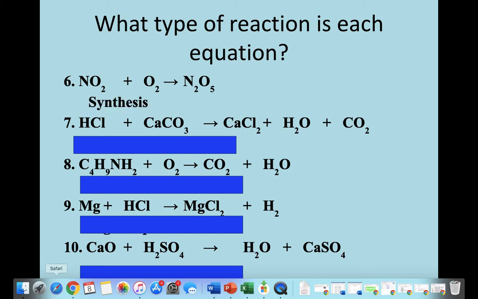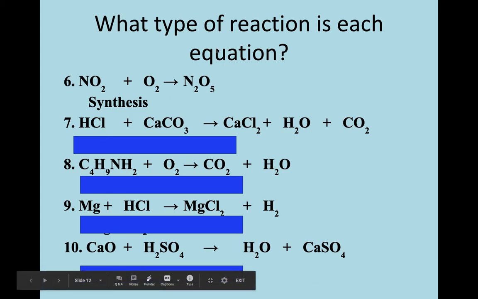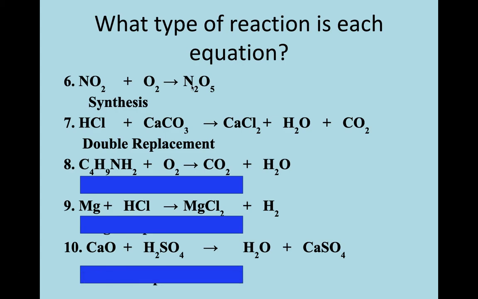We have synthesis here. We have two things coming together to form one. We have double replacement. We have two things on the left and they're forming two or more on the right. It is not combustion, even though water and carbon dioxide are here, because nothing is burning in the presence of oxygen. Number 8. It is combustion because you have oxygen on the left and carbon dioxide and water on the right.